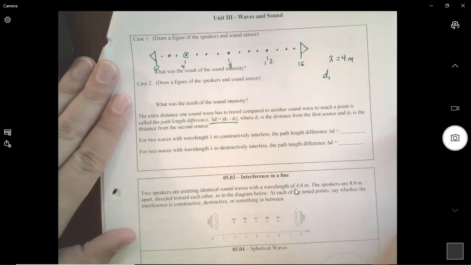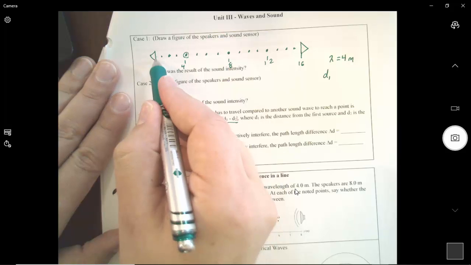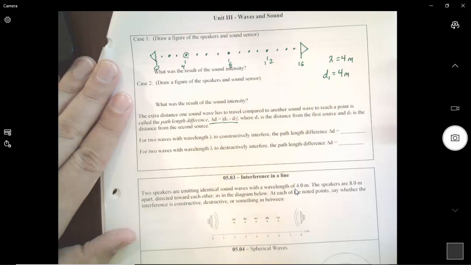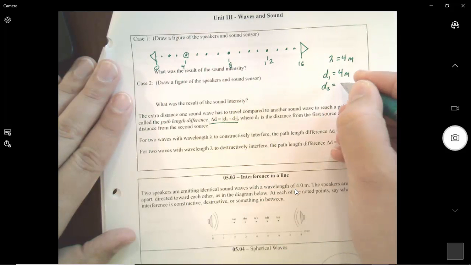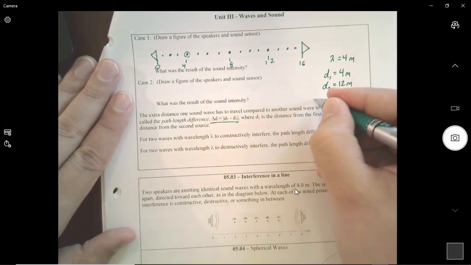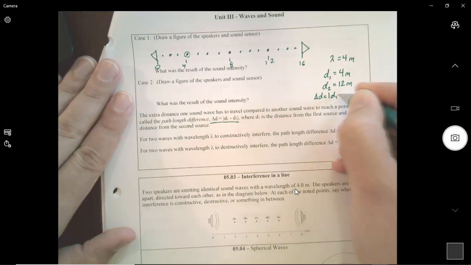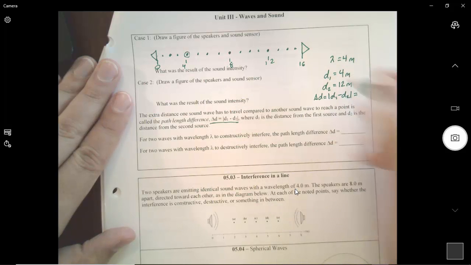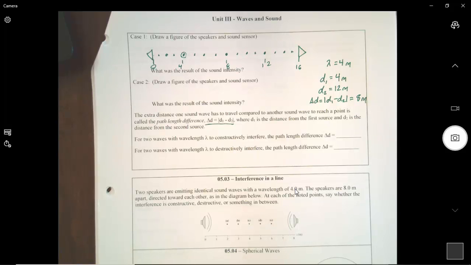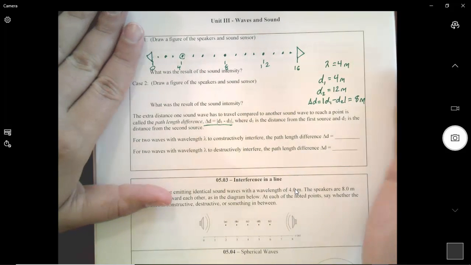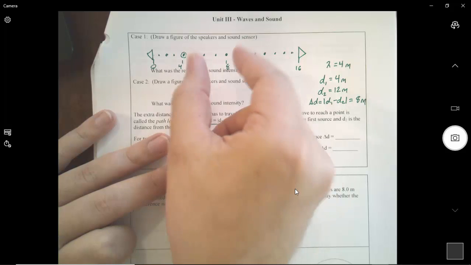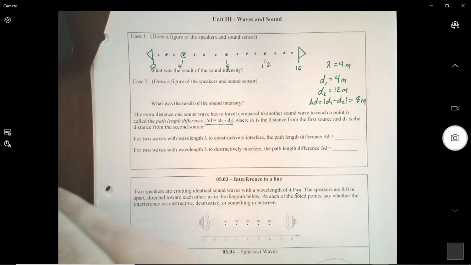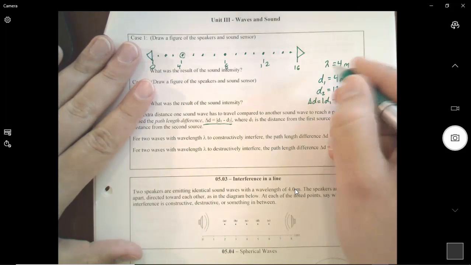So D1 is the distance from this speaker. So obviously we are 4 meters away in this example. 4 meters. What's the distance between this point and that speaker? It's 16 minus 4, so D2 is 12 meters. What is delta D? Delta D is the absolute value of D1 minus D2. So that's 8 meters between them, and we take the absolute value, so that's the positive 8 meters. Okay, what do we do with that 8 meters? We want to see if there is an integer number of wavelengths that could fit in there. So if you could fit a full number of waves in there, then you're going to have constructive interference.